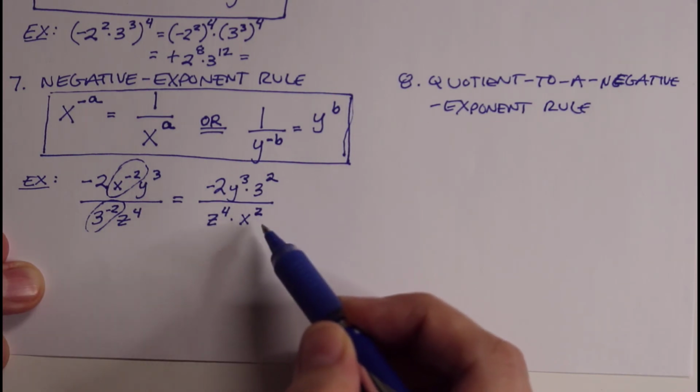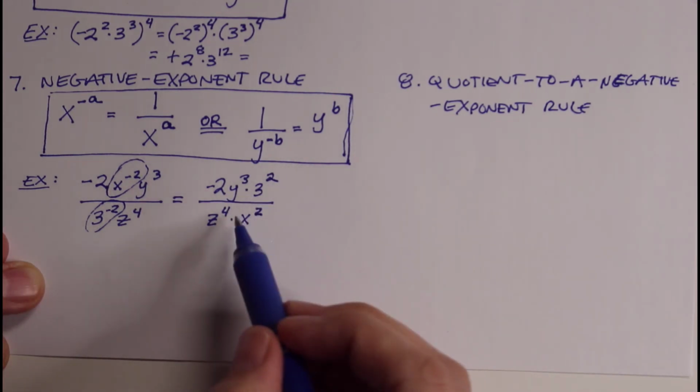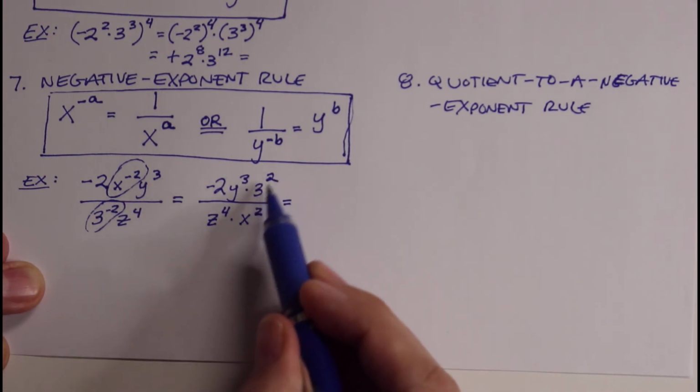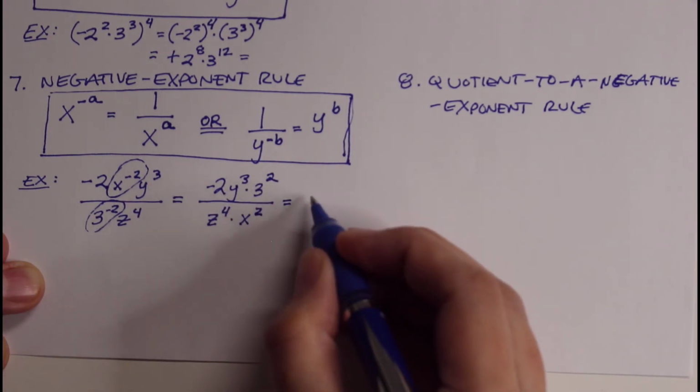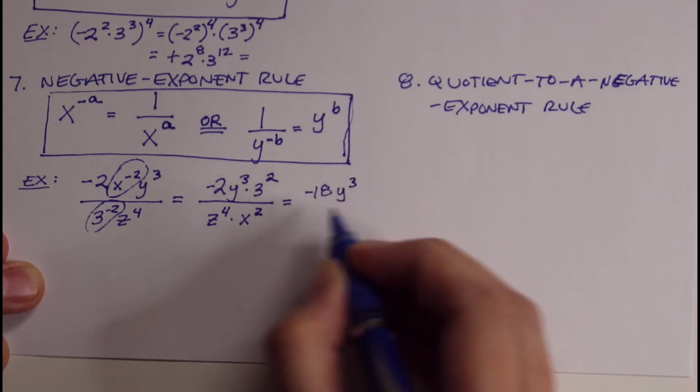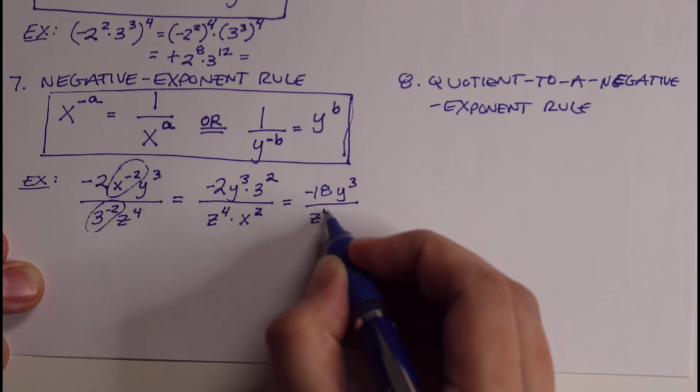We could simplify it a little bit further, but that's the main idea for the negative exponents. Let me just simplify it to show you. This becomes 9 times negative 2. So the final answer would be negative 18 y cubed over z to the 4th x squared.